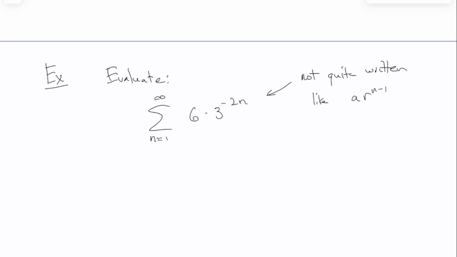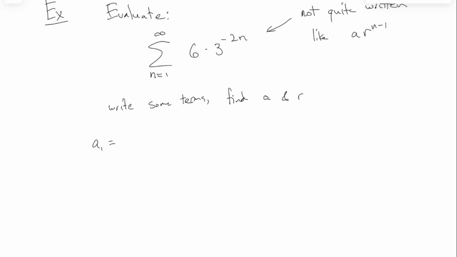One way to do it is to try to do tricks with this exponent to force this to look like an exponent of n minus 1, although in my opinion I would rather not do it that way. I think the easiest way is to just write some terms and use the terms to find a and r in just the same way that we just did in the other example. And this is basically always going to be easy to do. Sometimes you get weird numbers, but all you have to do is write some terms out and then find the a and the r that way. So let's write, and really you only need the first 2 terms because that's what it takes to find the a and the r. So let's write the first term, a1, and then the second term, a2.